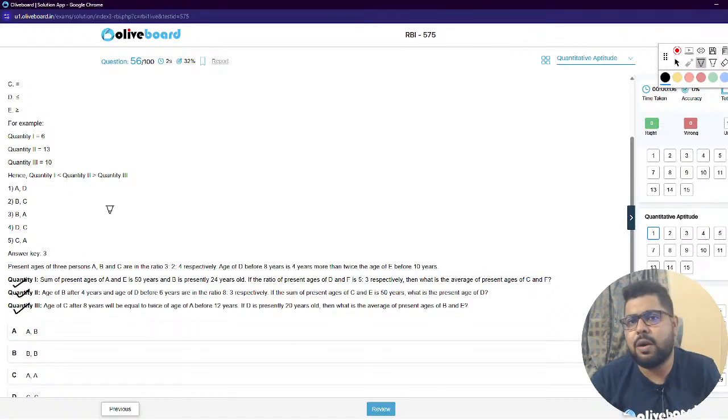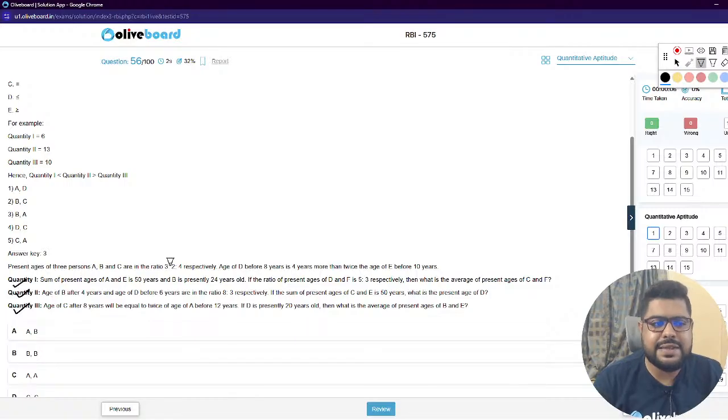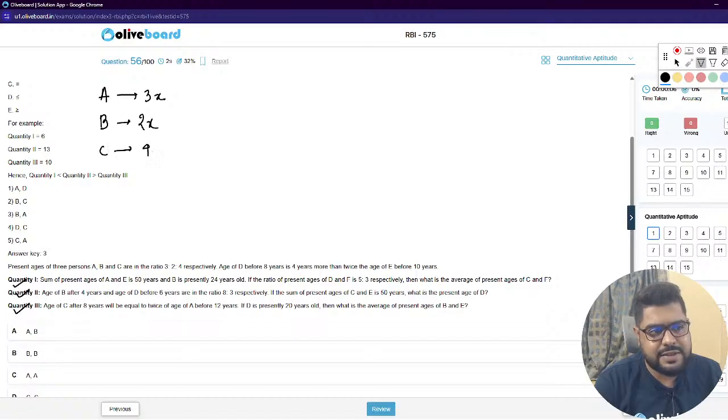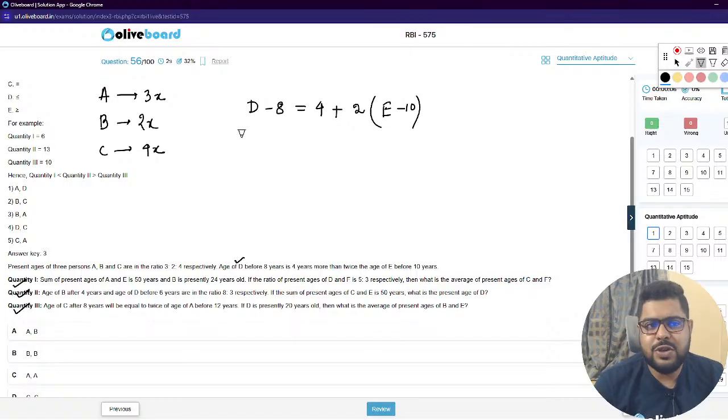Now they have given you some common information. The percentage of A, B and C are in ratio 3:2:4, so I'm taking A as 3x, B as 2x and C as 4x. The age of D 8 years before, meaning D minus 8, is equal to 4 plus twice the age of E 10 years before, 2 into (E minus 10). So that is the relation between D and E.